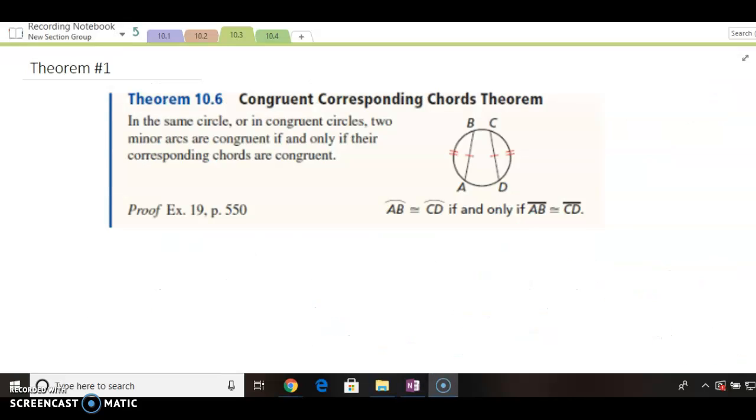All right, guys, so there's 3 main theorems in this chapter, and this is the first of them. It's the congruent corresponding chords theorem. It basically says that in the same circle or in congruent circles, 2 minor arcs are congruent if and only if their corresponding chords are congruent. So in other words, this arc here and this arc here are congruent if and only if this chord and this chord are congruent. Or you could flip that around: if you know the arcs are congruent, then the chords are congruent, and if the chords are congruent, then the arcs are congruent.